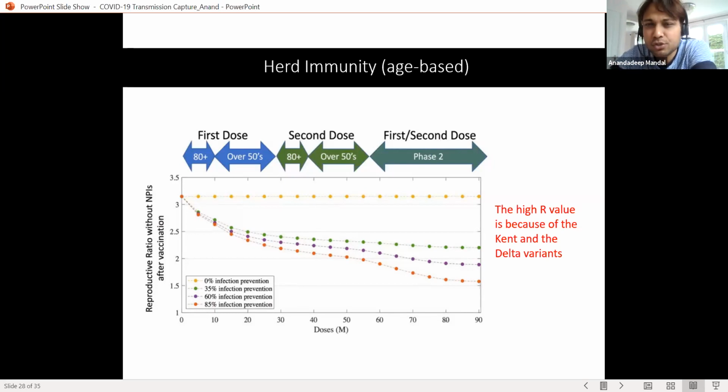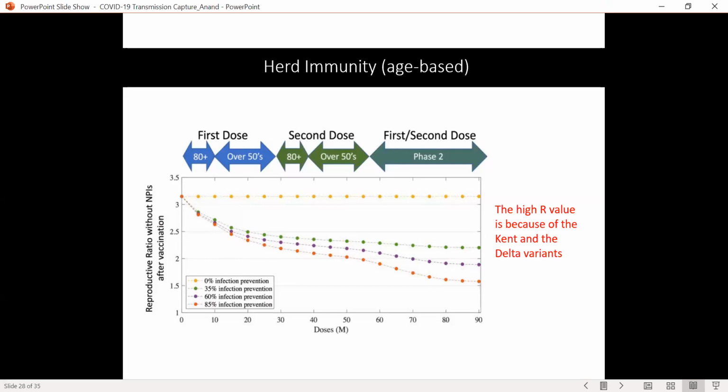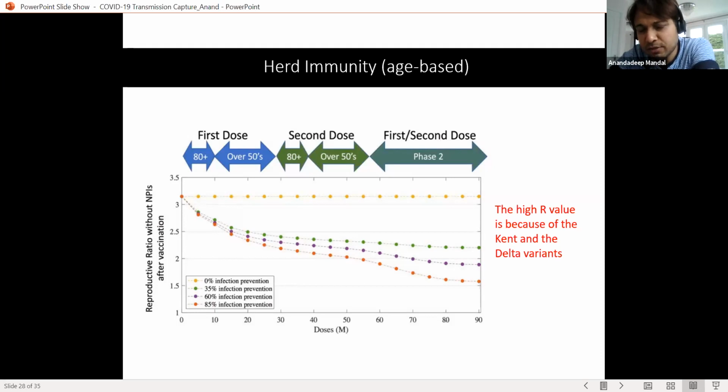So the higher R value is because of the Kent and the Delta variant. There is also another variant, B.1.617.1, the Kappa variant, not the South African variant, but it is yet to have any major impact in the UK. So we have done just a couple of simulations and we have stopped it. But Delta, yes, we are going on with that. We see that if the vaccine cannot prevent infection, then even if you take the first dose, second dose, phase 2, it doesn't matter. So we are thinking that the current vaccination is 85%, and working on that.